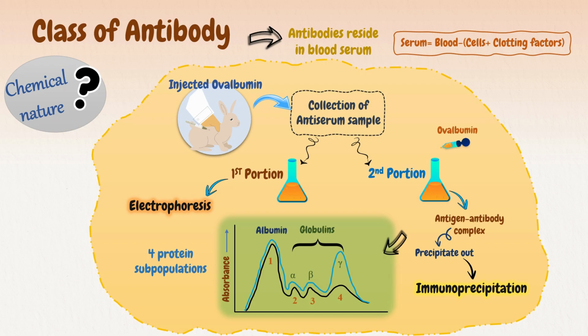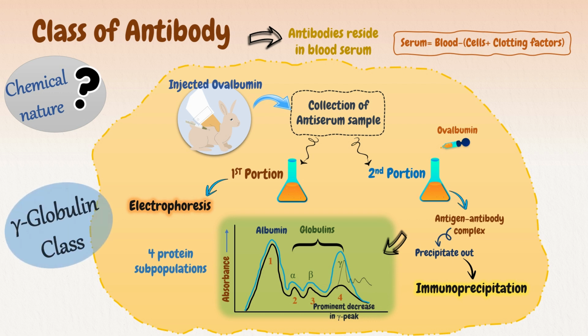There, very little protein was lost from the albumin peak, or from the alpha and beta globulin peaks. However, immunoprecipitation resulted in a dramatic decrease in the size of the gamma globulin peak, demonstrating that the majority of their anti-ovalbumin antibodies could be classified as gamma globulins. We now know that most antibodies of the IgG class are indeed found in the gamma globulin class, and hence termed immunoglobulins.